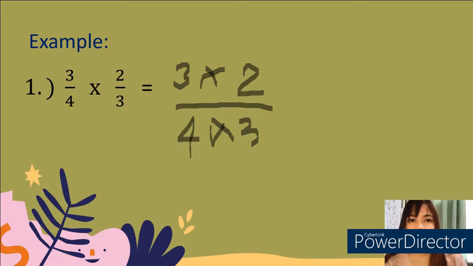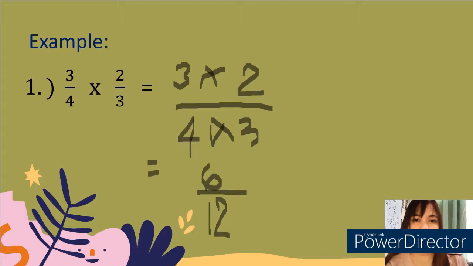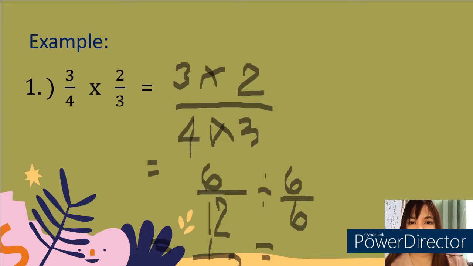If we multiply positive 3 and 2, we have 6. 4 times 3, we have 12. And take note, can we reduce this 6 over 12 to its simplest form? By dividing by the common factor, the greatest common factor, 6: 6 divided by 6 equals 1, over 12 divided by 6, so we have 2. So the answer is 1/2.